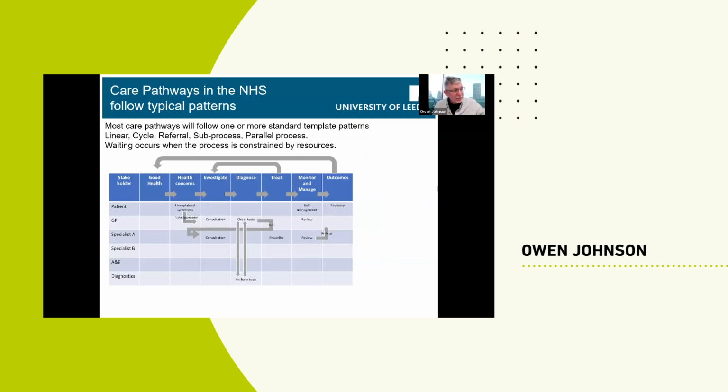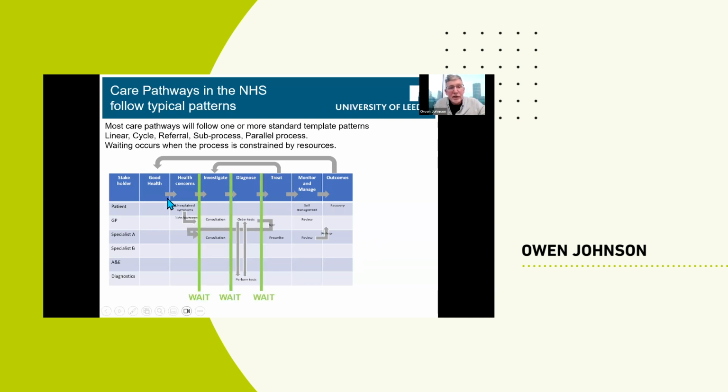What I would say is the NHS is a challenging environment, but care pathways follow typical patterns. So wherever you are in the NHS and wherever you're working, you will see things like triage. It is a very typical pattern. You'll see referrals, you'll see sub-processes and parallel processes, straight lines and cycles. As you start to spot repeatable patterns, you can become quite adept at process mining. You process mine, you spot a pattern, you think, okay, that's a triage.